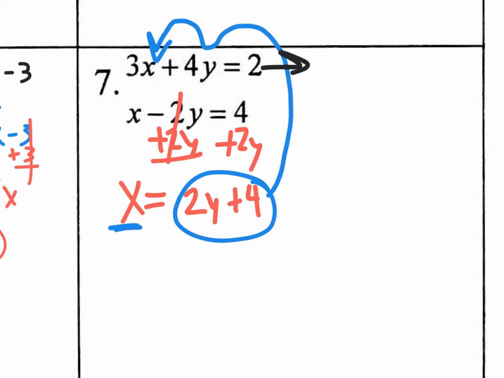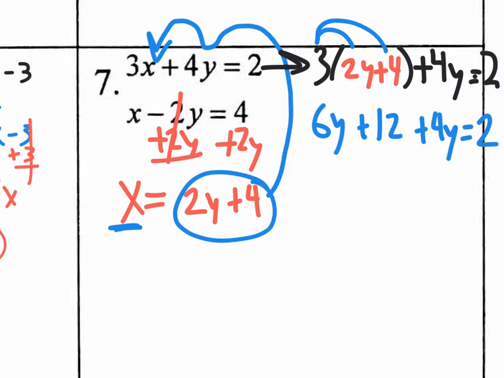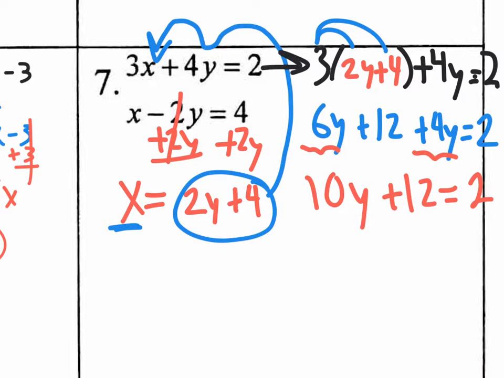So I always draw arrows. Let me rewrite the top equation. 3x, but instead of 3x, I'm going to put 3 parentheses, plus 4y equals 2. Now in the parentheses, I'm going to put the 2y plus 4. I'm going to solve this thing by distributing: 3 times 2y, that's 6y. 3 times 4, that's 12. Bring down the plus 4y, bring down the equals 2. And now I could combine like terms, the 6y and the 4y, that's a total of 10 y's. Bring down the plus 12, bring down the equal, bring down the 2.